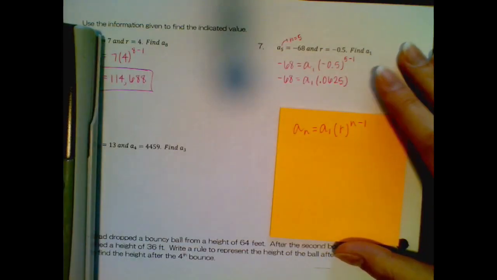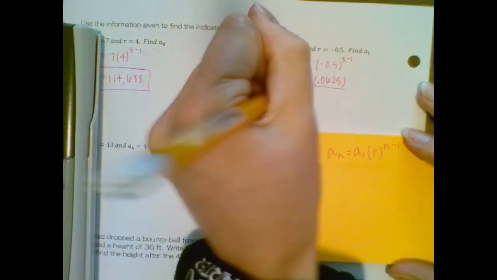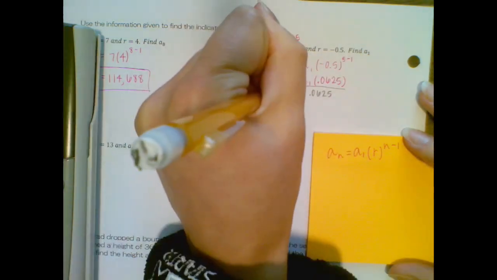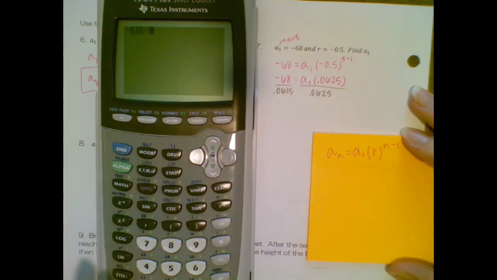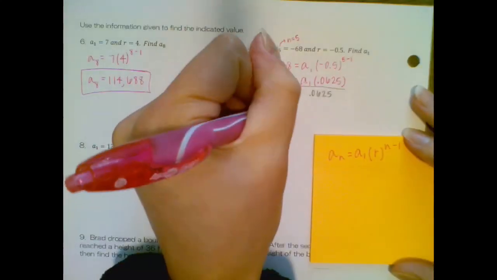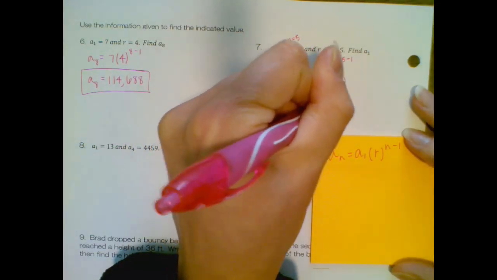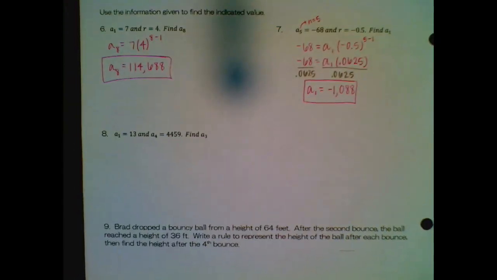All right, and then that is being multiplied by a sub 1, so to get the a sub 1 by itself, I'm going to divide by it. So negative 68 divided by 0.0625. Negative 1,088. So that one we had to do a little algebra to help find that.